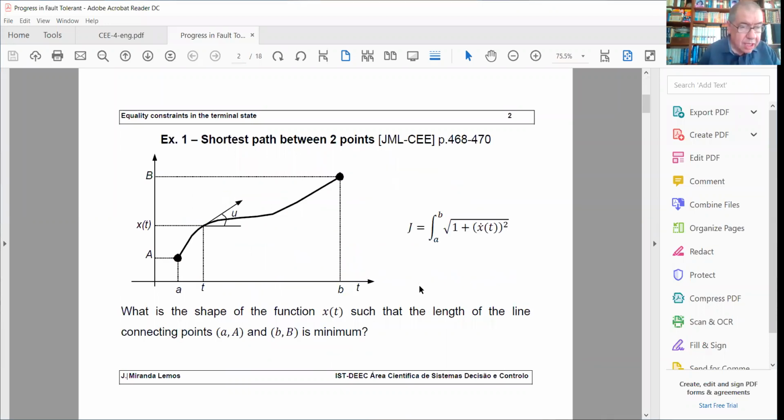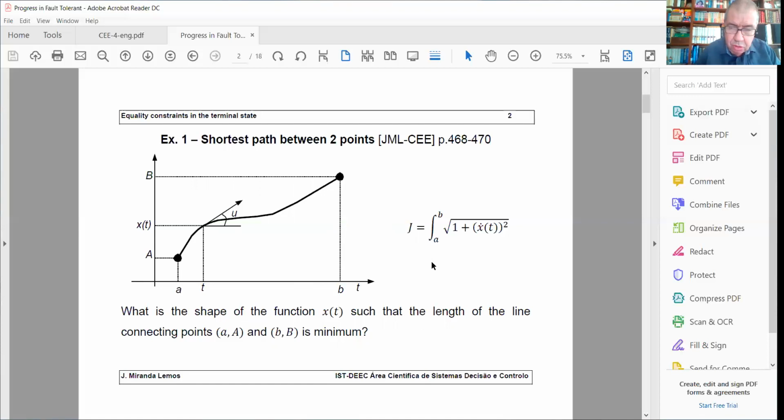So the first example is very simple. Suppose that you have 2 points in a plane. This point with coordinates a, and another point with coordinates small b and capital B. And you want to find a curve that links these 2 points. And this curve is such that the length of the curve is minimum, okay? So at this moment, you are saying, well, the solution is obvious. Okay, in a sense, it is obvious. You are probably saying it's a straight line.